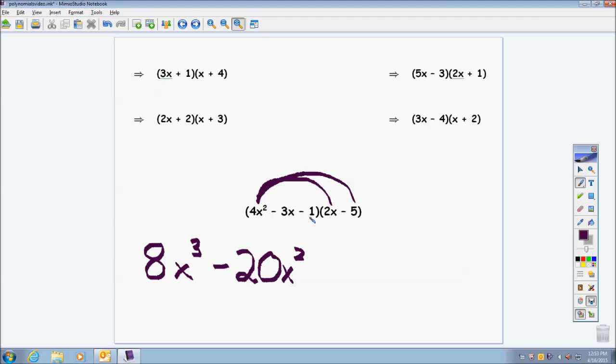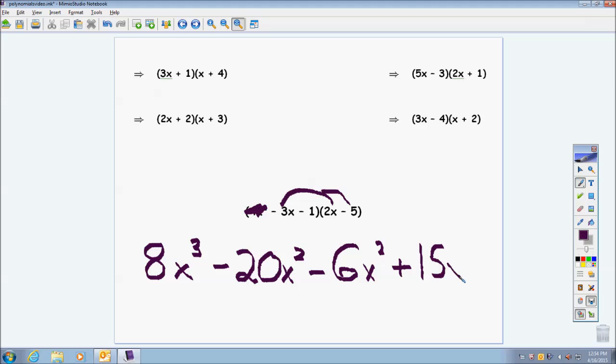Okay, I took the 4x squared times each one of these. Now, I didn't do this in class, but let me erase this as I go. And now this is gone, we won't need this again. Now I'm going to take the negative 3x and multiply it by each one of these. Now watch your signs. Negative 3x times 2x is negative 6x squared. Negative 3x times negative 5 is positive 15x.